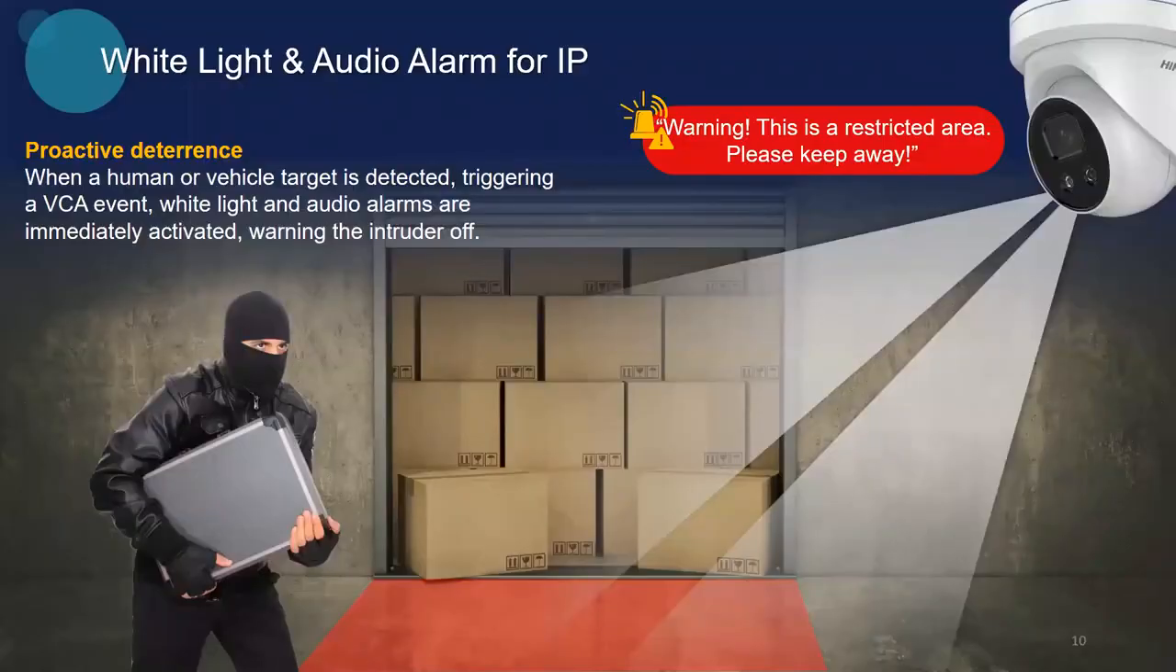So, white light and audio alarm for IP. Users can upload a custom voice message to suit their specific requirements. Some of the cameras have a white light and audio alarms for intrusion, including pre-recordings, two-way audio, and customized messages.